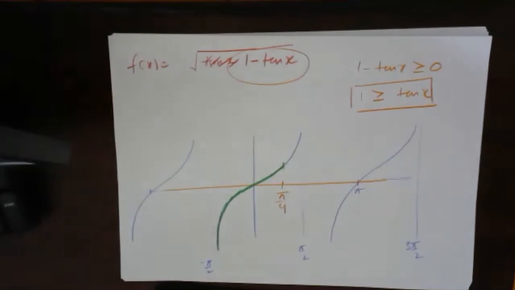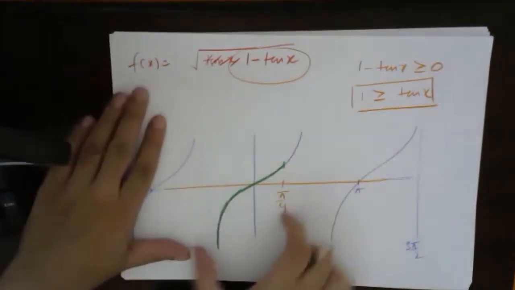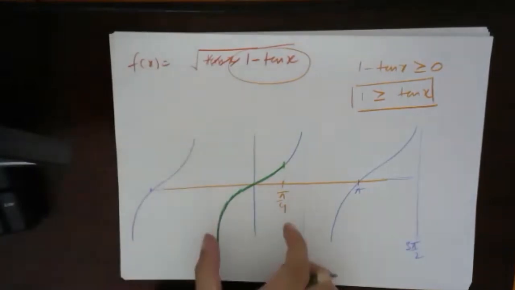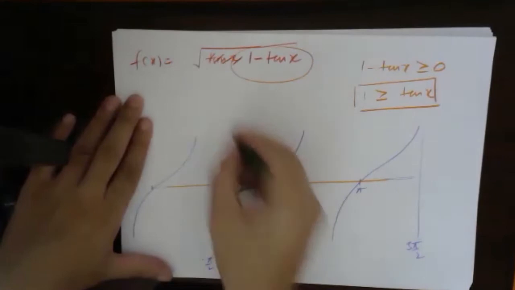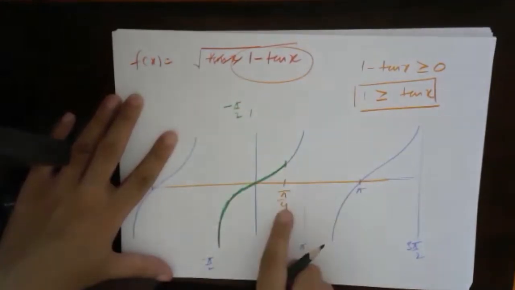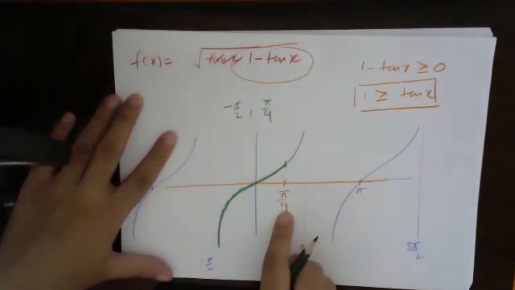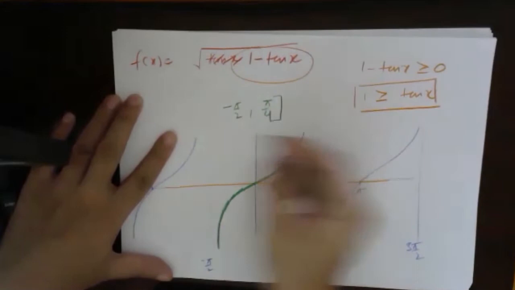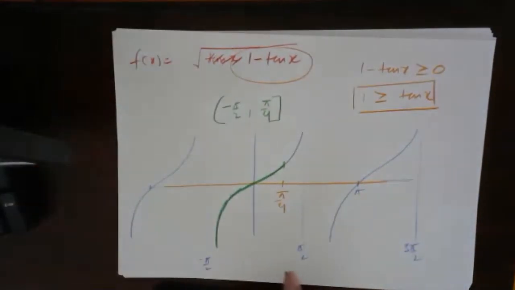So if I simply represent this, for this one it will be minus pi by 2 to pi by 4. First thing, minus pi by 2 to pi by 4. Pi by 4 will be included and pi by 2 will not be included, because at pi by 2 it is not defined, right?